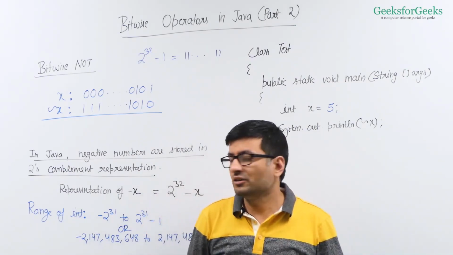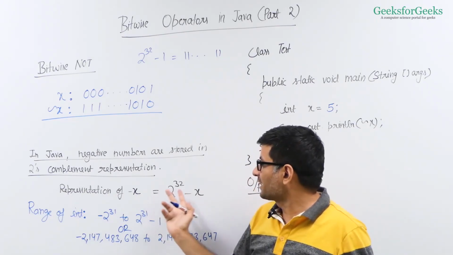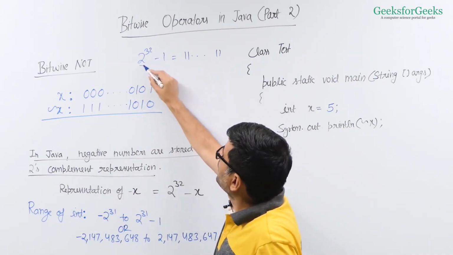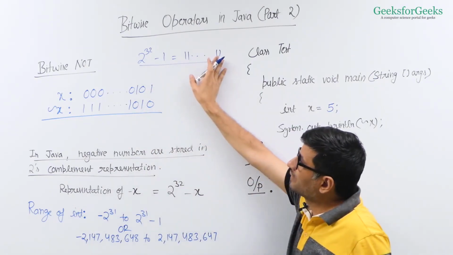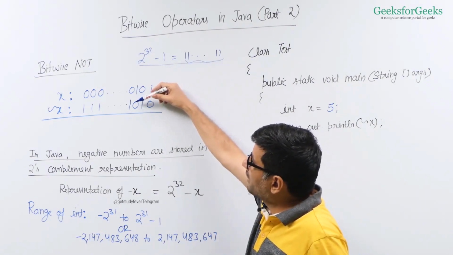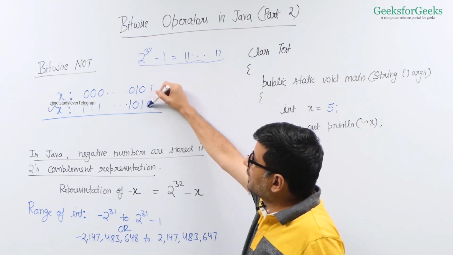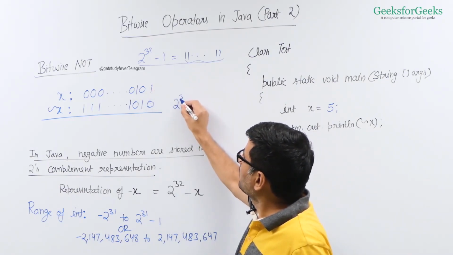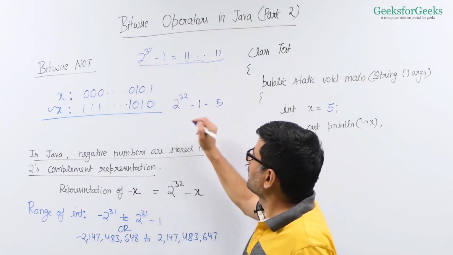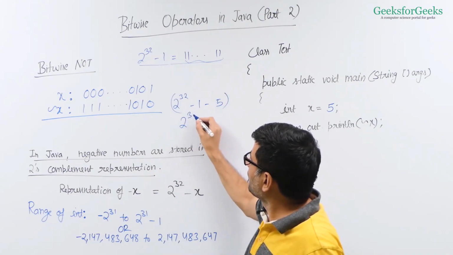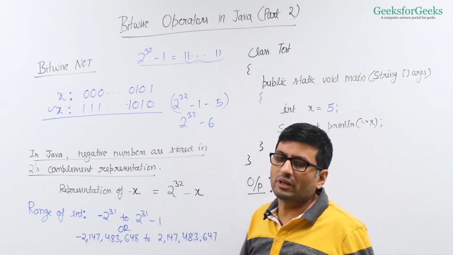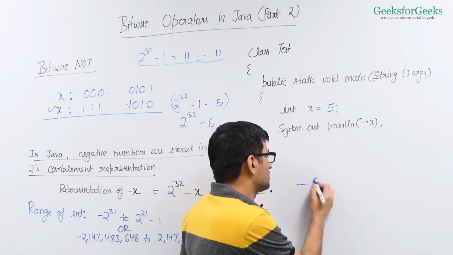So you can again use the same logic. Minus x has representation 2 raised to the power 32 minus x. And what is this number? Please note that 2 raised to the power 32 minus 1 means all ones. And what have we subtracted from all ones? We have subtracted 5 from it. So this represents the number 2 raised to the power 32 minus 1 minus 5, which is 2 raised to the power 32 minus 6. Comparing with 2 raised to the power 32 minus x, x is actually minus 6. So you will get minus 6 on the screen.